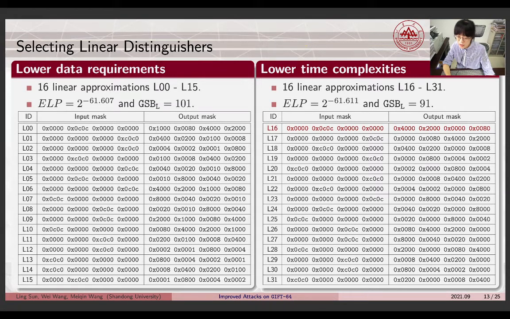On the other hand, the group of 16 linear approximations with ELP being 2 to the minus 61.611 and GSBL equals 91 is suitable for linear attacks with lower data complexity. Since the values of ELP of these approximations do not have a significant difference, we use the linear approximation L16 in the second group to realize the following 19-round linear attack.